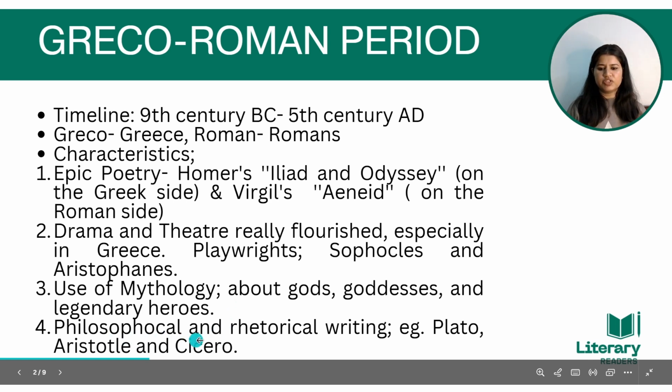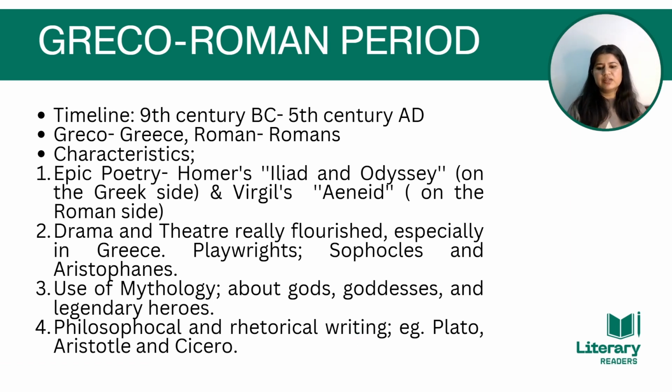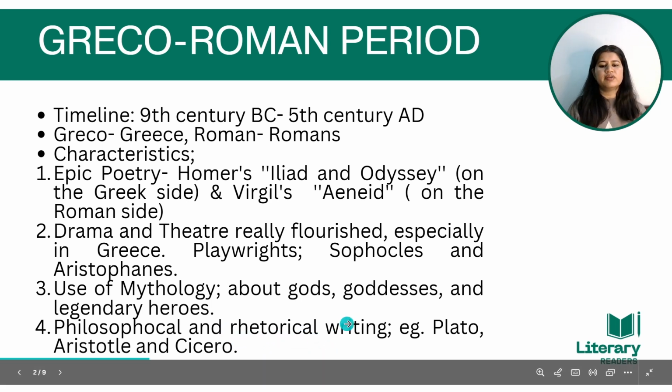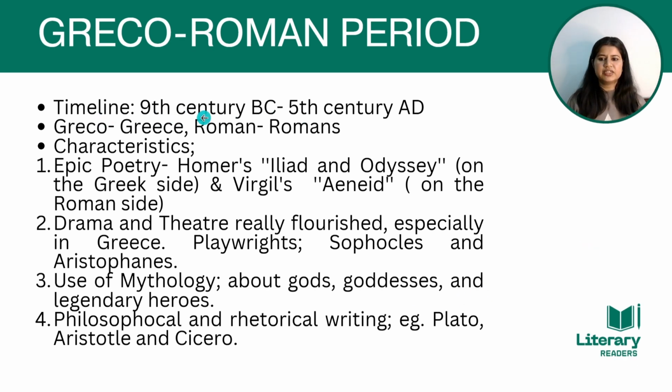Then we have philosophical and rhetorical writing. For example, Plato's Republic, which is a philosophical dialogue. So during this period, the writers used philosophical and rhetorical writing in their works. So do remember that the timeline of this period is from 9th century BC to 5th century AD, the term comes from Greece and Romans, and these are the four characteristics of this period.